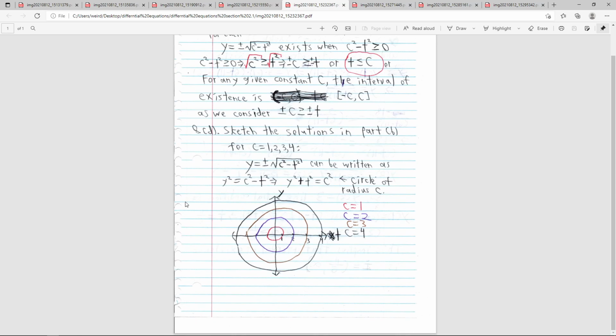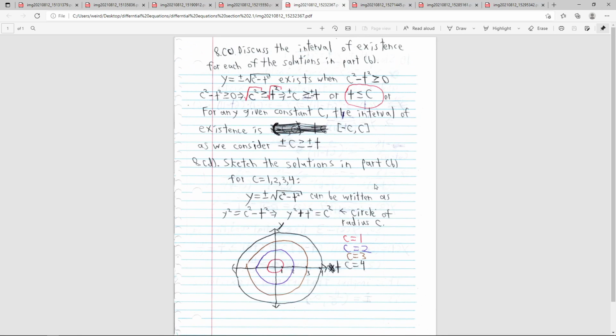And then the last part, we sketch the solutions for one of these, for c equals 1, 2, 3, 4, different values of the constant c. You can square this to get y squared equals c squared minus t squared. So we have y squared plus t squared equals c squared, which was part of the original thing. That's the equation of a circle of radius c, so it's just circles of different radii equal to c.